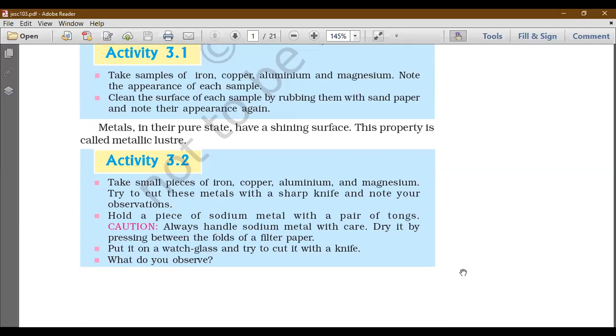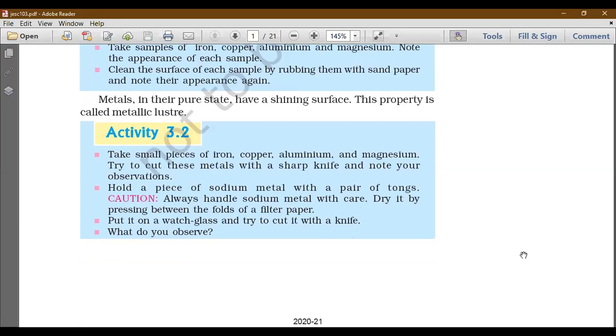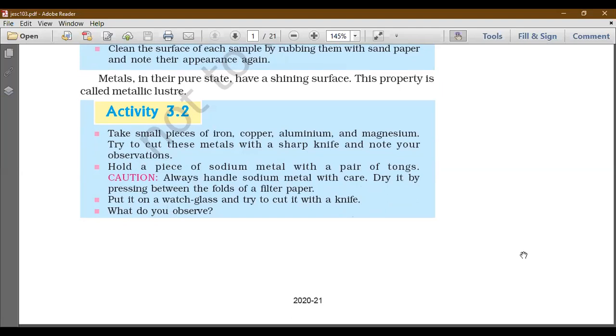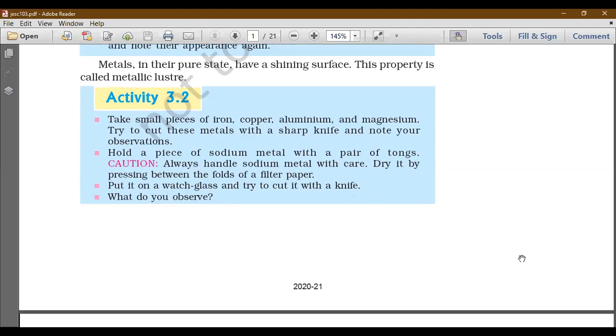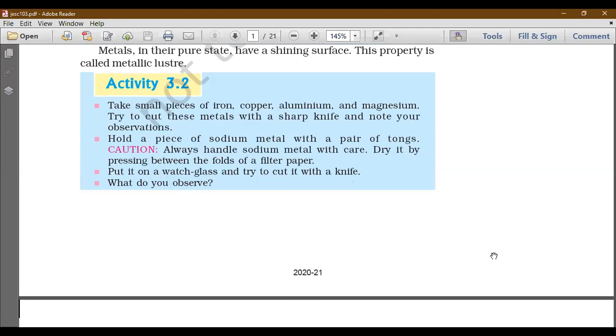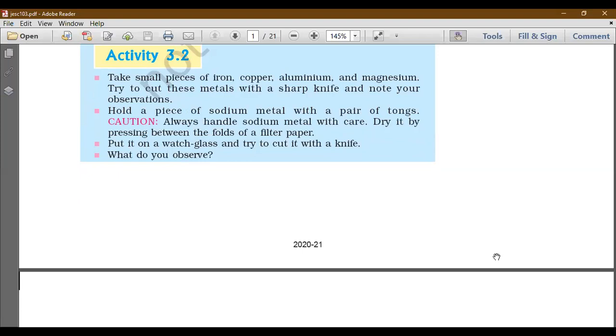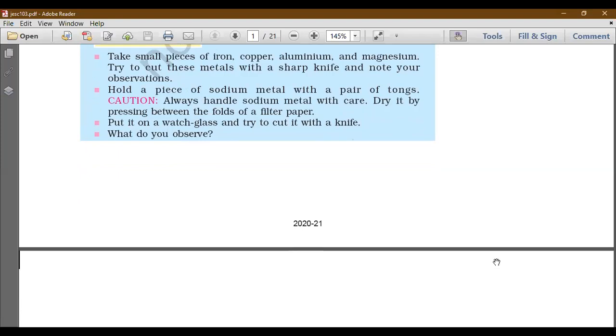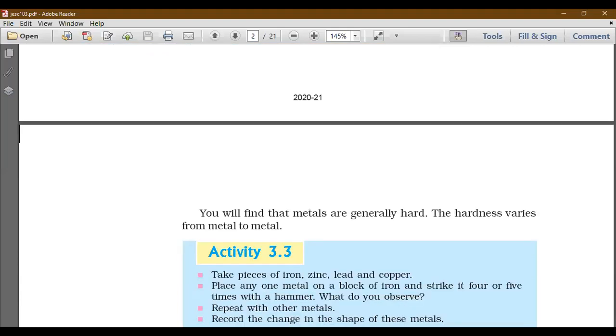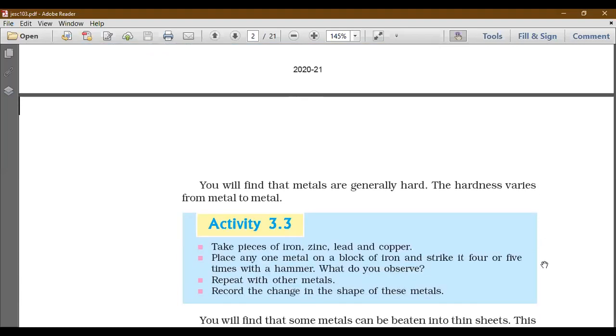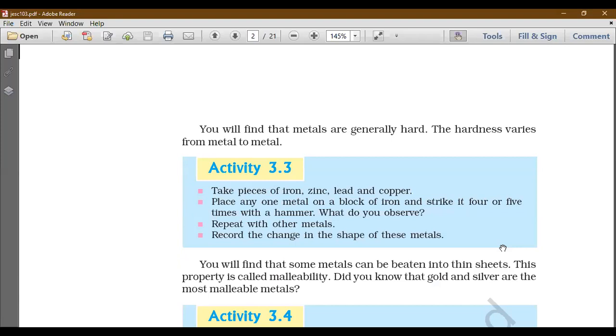Activity 3.2. Take small pieces of iron, copper, aluminium, and magnesium. Try to cut these metals with a sharp knife and note your observations. Hold a piece of sodium metal with a pair of tongs. Caution: always handle sodium metal with care. Dry it by pressing between the folds of a filter paper. Put it on a watch glass and try to cut it with a knife. What do you observe? You will find that metals are generally hard. The hardness varies from metal to metal.